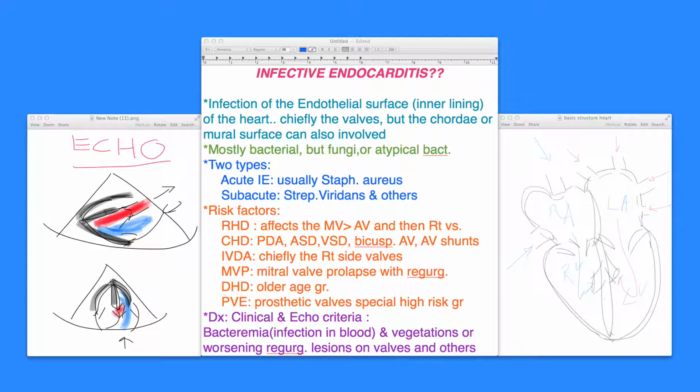Minor criteria, I'm not going to delve into those, but the major criteria are establishing a blood infection, suspecting any of these risk factor categories, chiefly drug abuse, for instance, prolapse, prosthetic valves, rheumatic heart disease, and then, of course, a worsening regurgitant lesion and vegetation seen on an echo.